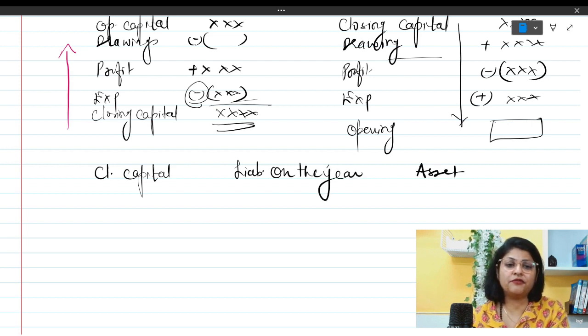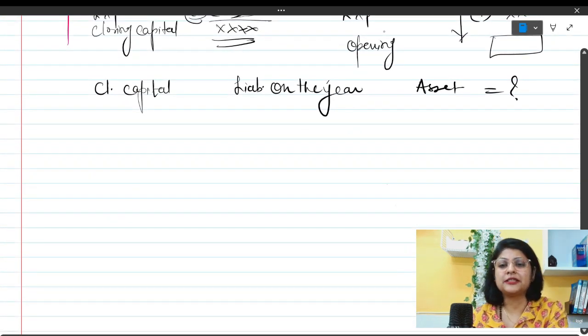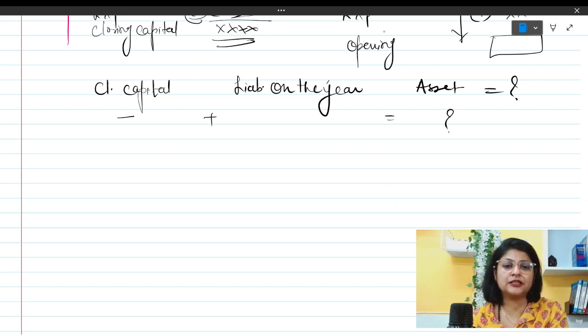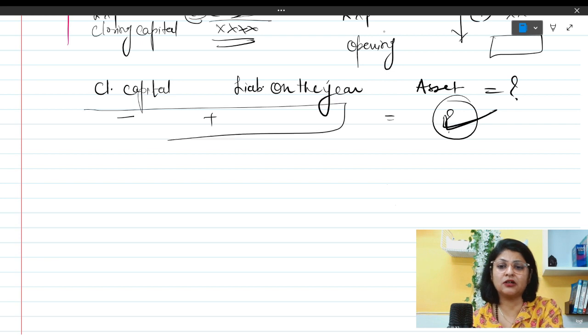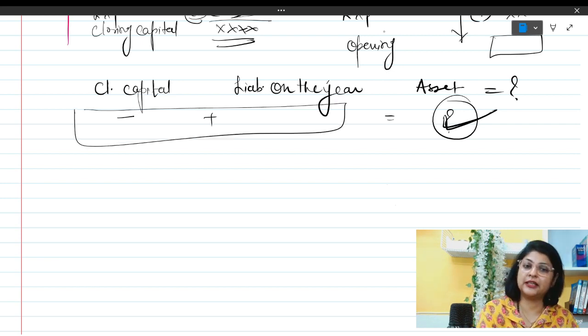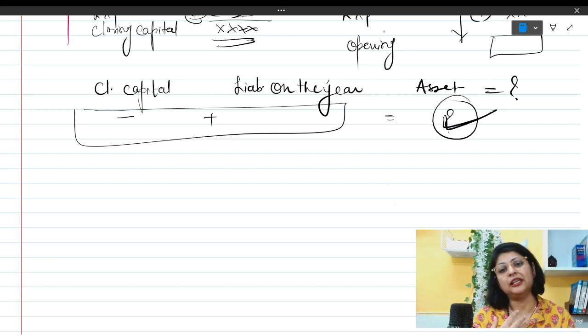So this you know very well, a simple question. You just have to add these two things, and whatever your answer comes is your asset. Okay, so here you are going to get the answer, because these are also closing figures and they are asking you asset also on the last date. So like this we have to deal with the questions in this second type of question.